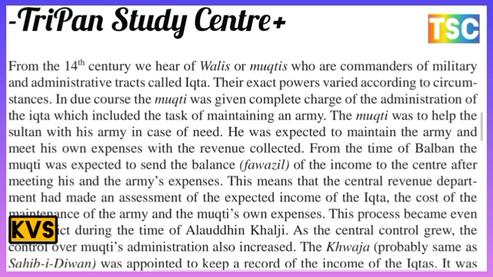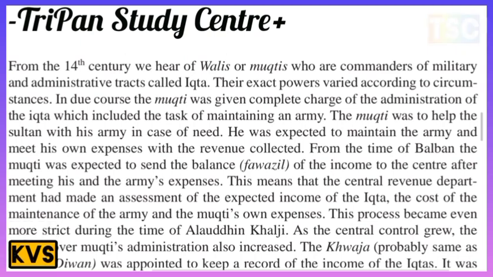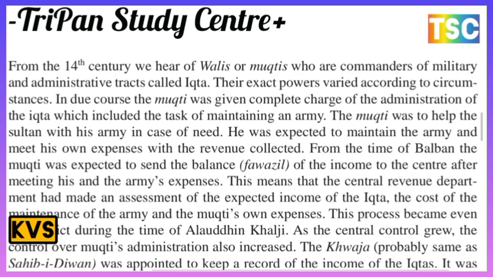This meant that a central revenue department made an assessment of the expected income of the Iqta, the cost of the maintenance of the army, and the Mukti's own expenses. This process became even more strict during the time of Alauddin Khalji. As the central control grew, the control over the Mukti's administration also increased.